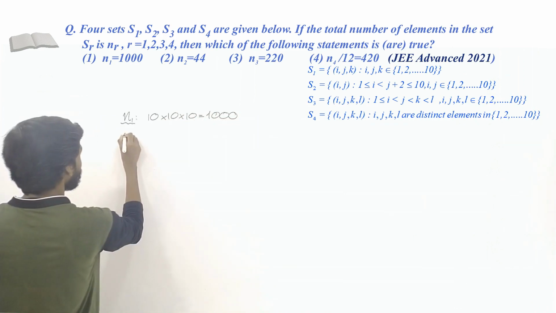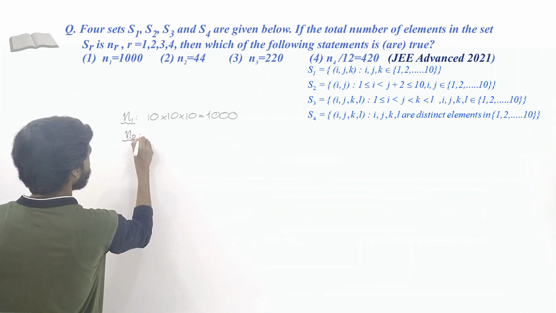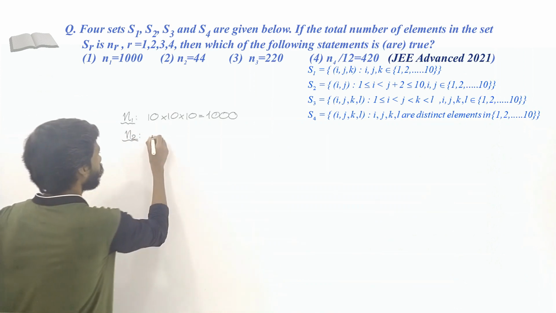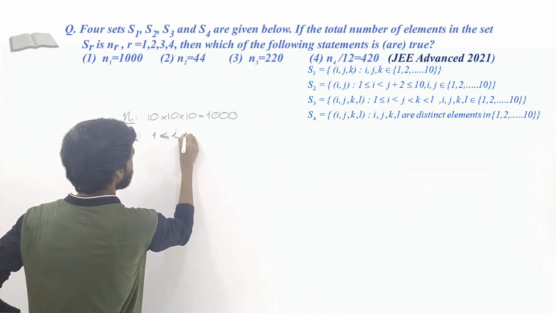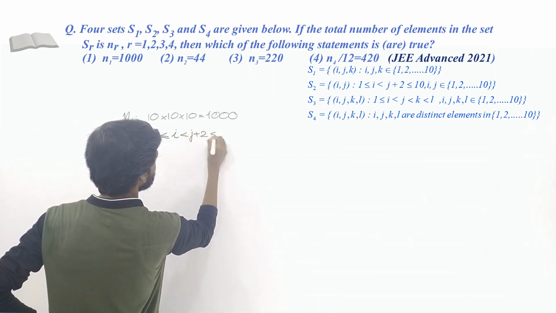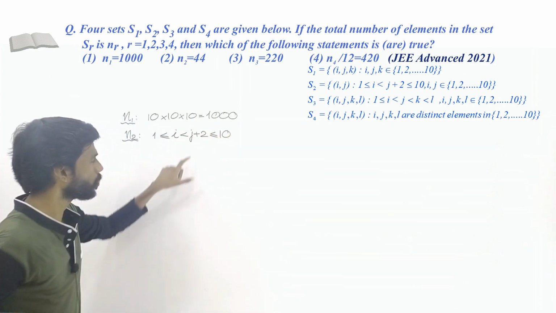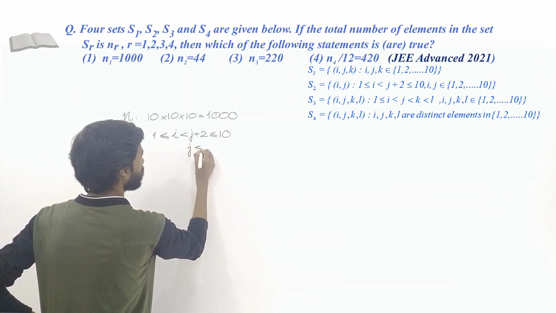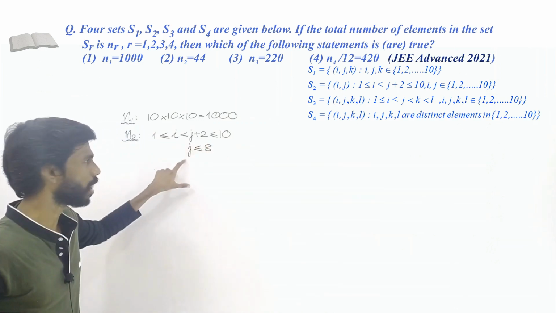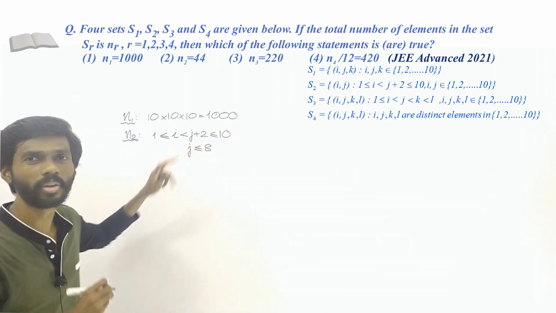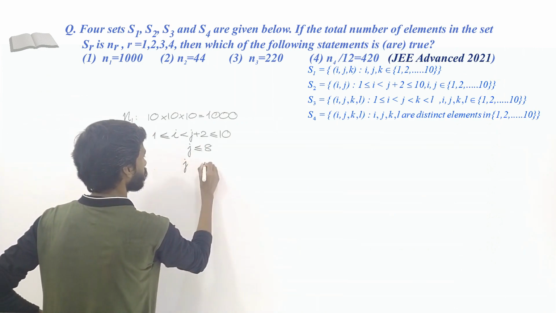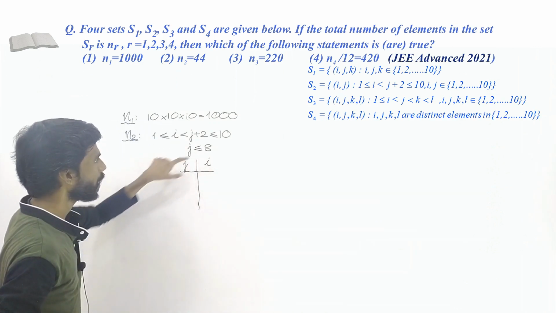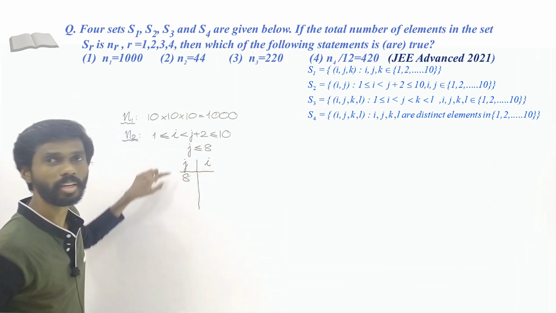Alright, similarly N2, the number of ways to form the set S2. Now this has some restrictions: 1 ≤ i < j + 2 ≤ 10. So this means j + 2 is less than or equal to 10, so j is less than or equal to 8. The maximum value of j is 8. So let us consider all the cases, j and i. So j can be 8, the maximum value of j I am taking.